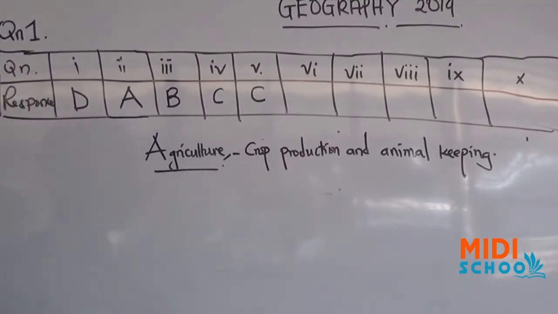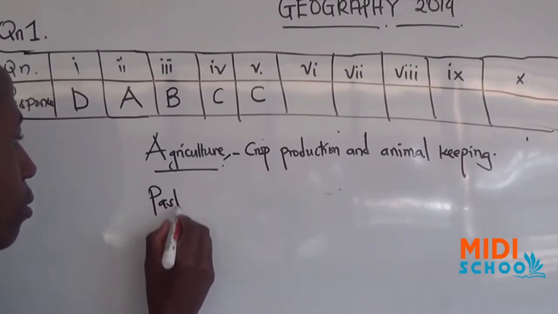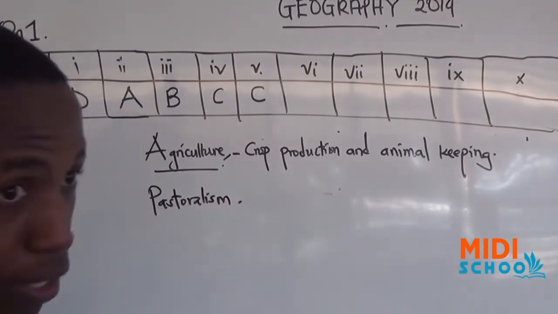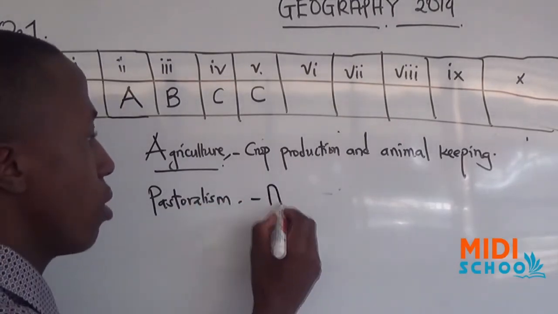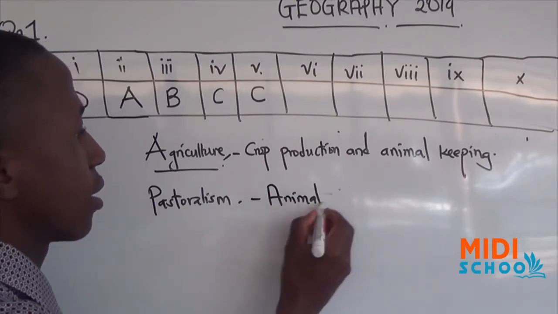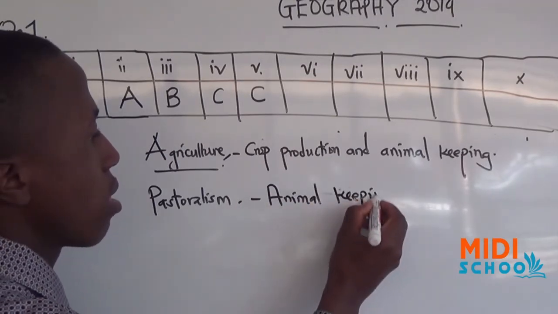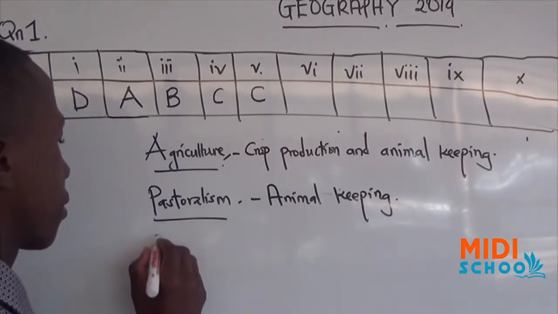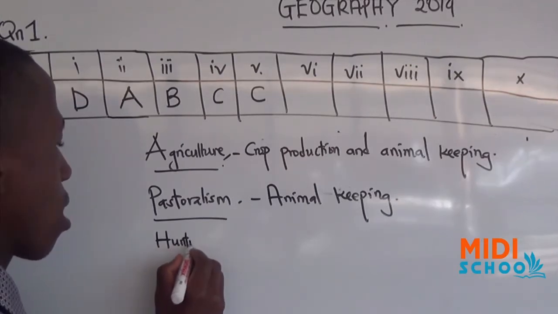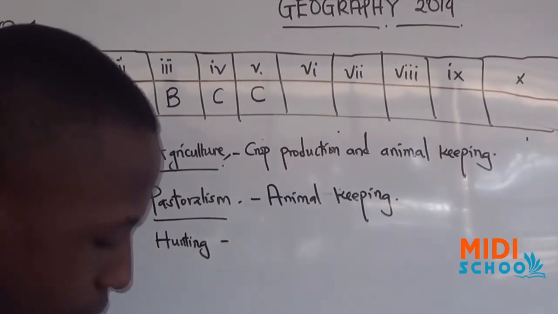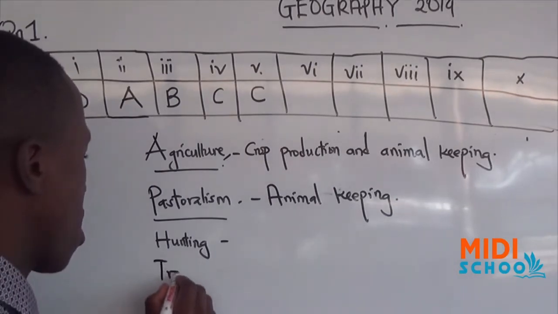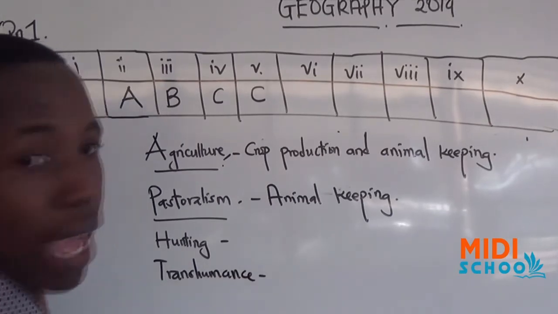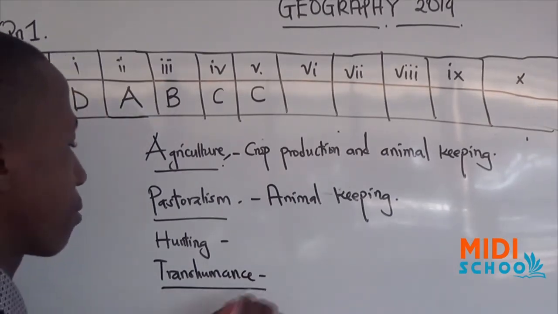But for pastoralism, this is specific: animal keeping. Hunting. And transport. Our answer here is transhumance.